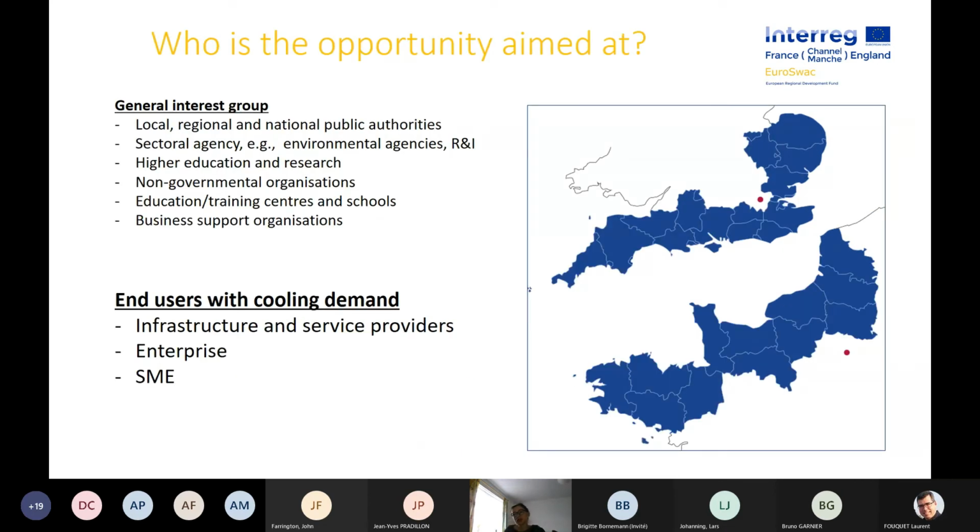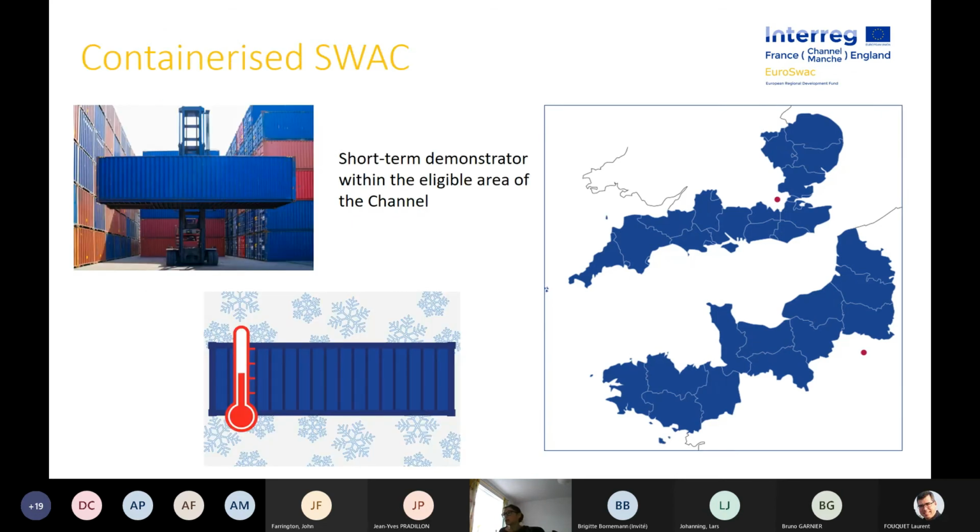We are aiming at the general interest group, so anybody who can disseminate our ideas, who can add to our research, who can spread the news about the new idea, but mainly we are aiming at the end users. So anybody who has a room which has to be temperature controlled, and who has access to seawater. So we're aiming at infrastructure and service providers, enterprise, and SMEs.